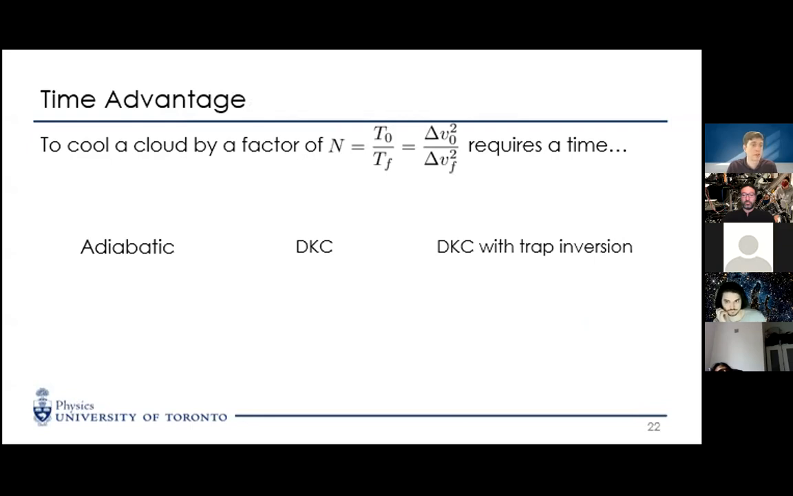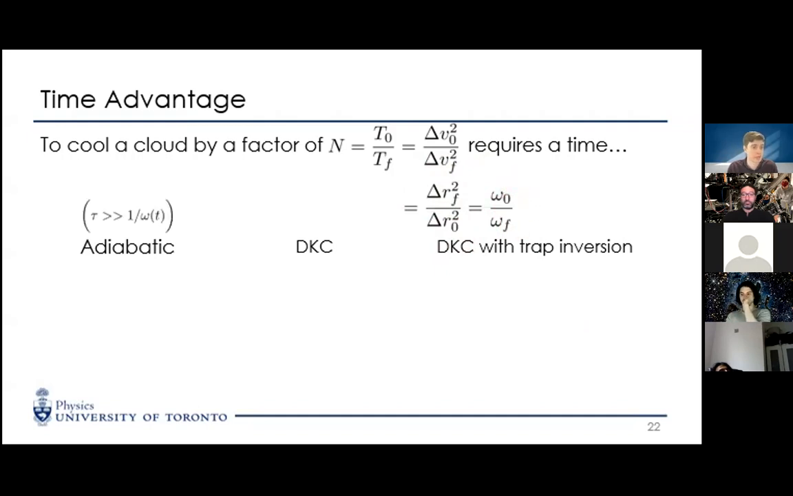All right, let's compare the time advantage for these different protocols. In particular, the parameter we were interested in looking at is how these different protocols scale with the cooling factor. So with the ratio of the initial temperature of the cloud to the final temperature, which just from the definition of the effective temperature looks like the initial velocity squared over the final velocity squared. And again, because of Liouville's theorem, and because we're preserving phase space area, that's equivalent to the ratio of the final size of the cloud to the initial size squared, or the ratio of the trap frequencies.